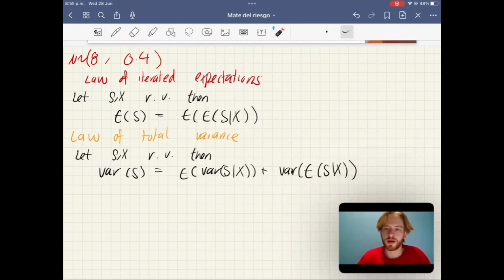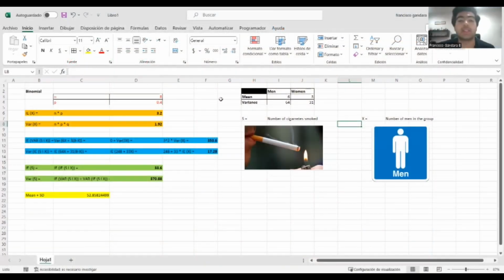Let's compute it on Excel. Okay there, thanks. Now we're going to continue by making the Excel spreadsheet, which will make it a little bit easier to understand, and it will make a point on how to compute this problem. First, I wanted to remind you the table that we had of the men and women with its own mean and variance. And also, I want to remind you that this is a problem where the number of men in the group is going to be distributed in a binomial way with a sample size of 8 and parameter 0.4.